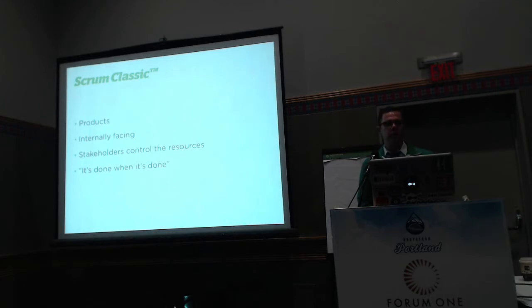Also, stakeholders tend to control all of the resources. So a company knows we have 10 people. If we need more people, we could put 12 people on it. If we need fewer people, we can take some people off. If we need more time, well, there are going to be consequences, but we have to deal with the consequences ourselves because it's our product and our team. So the stakeholders are able to better control the resources, the scope, and the budget, which are three of the key things in project management, obviously. And of course, in Scrum Classic, it's done when it's done.